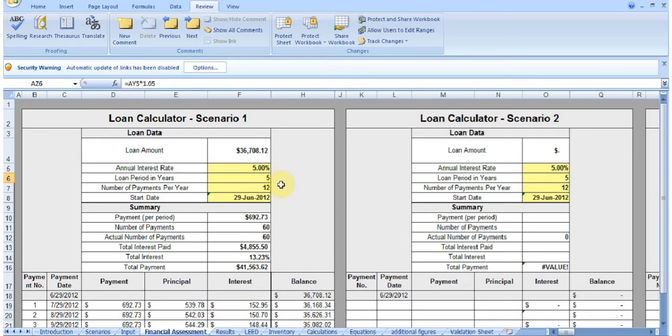The assumption is a 5% annual interest rate, assuming you want to pay it back in 5 years, and with monthly payments. The model also assumes you're going to begin payments the day that you access the model. Your number of payments can be chosen from a drop-down menu. Here you can see you have 1, 2, 4. 1 would correspond to annual payments, 2 semi-annual, 4 quarterly.